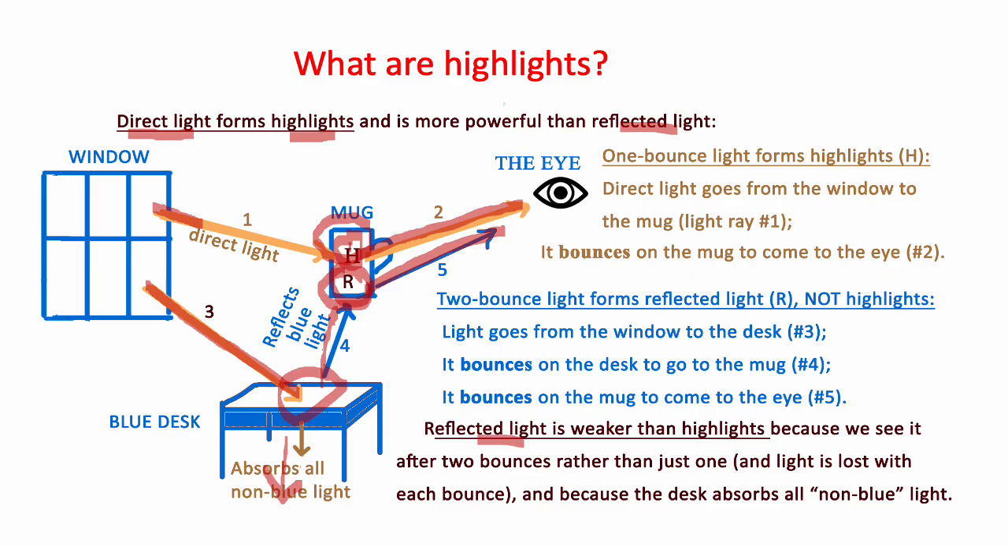Reflected light is weaker than the highlights for two reasons. One, because it has two bounces rather than one, and light is lost with every bounce. And secondly, because the desk absorbs all non-blue light. So in both cases, it loses energy.